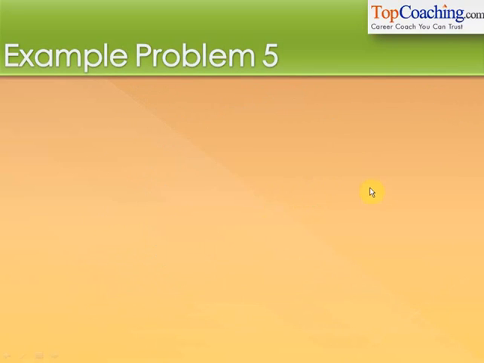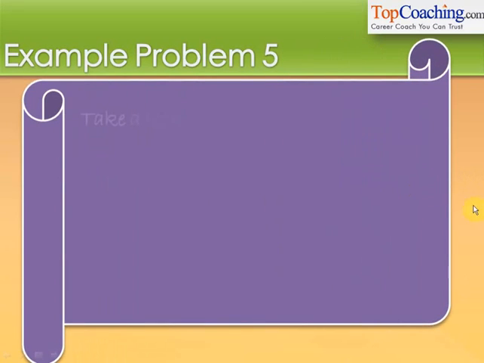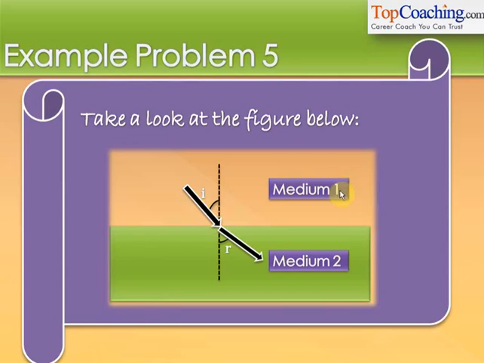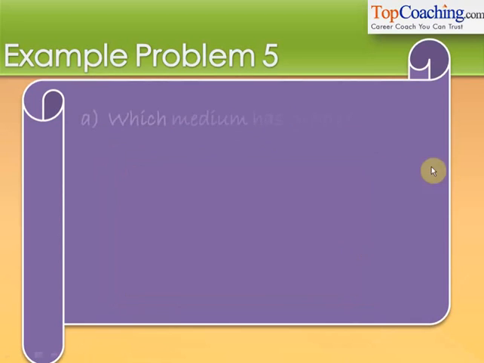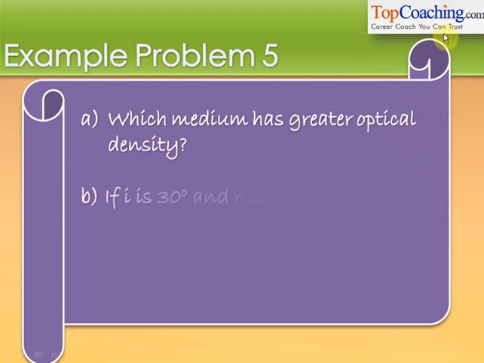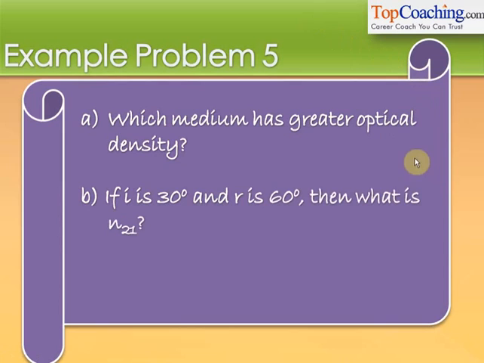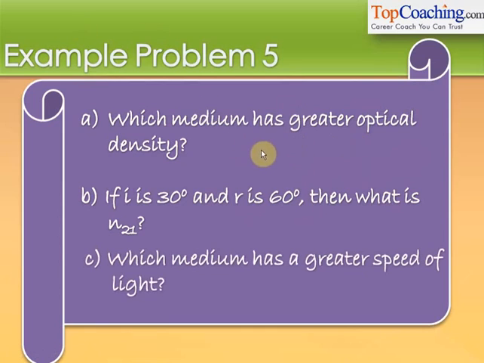Here's yet another problem. Take a look at the figure below. Here's the figure. You can see a light ray making an angle of incidence I with the normal entering medium 2 from medium 1. The angle of refraction is R. We are asked which medium has greater optical density. If I is 30 degrees and R is 60 degrees, then what is N21? Which medium has a greater speed of light?